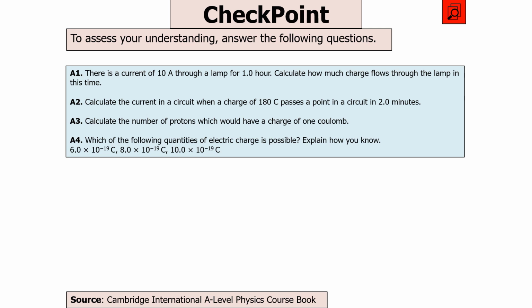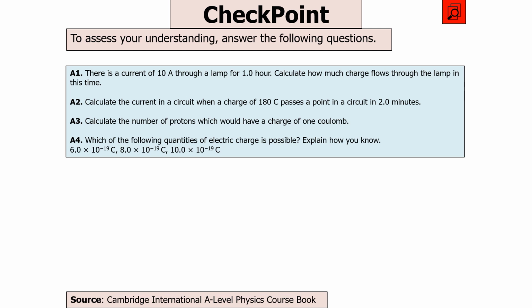The next question says, there is a current of 10 amps through a lamp for 1 hour. Calculate how much charge flows through the lamp in this time. Then calculate the current in a circuit when a charge of 180 coulombs passes a point in the circuit in 2 minutes. Calculate the number of protons which would have a charge of 1 coulomb.